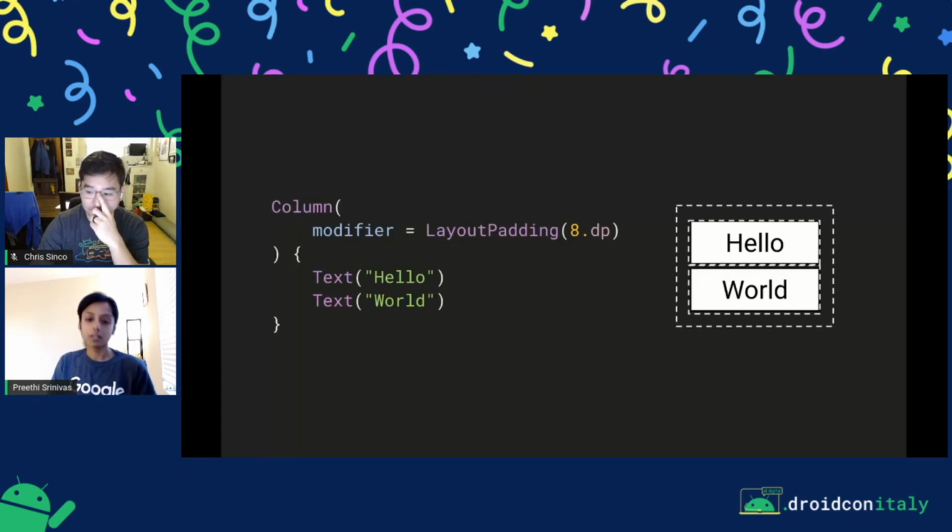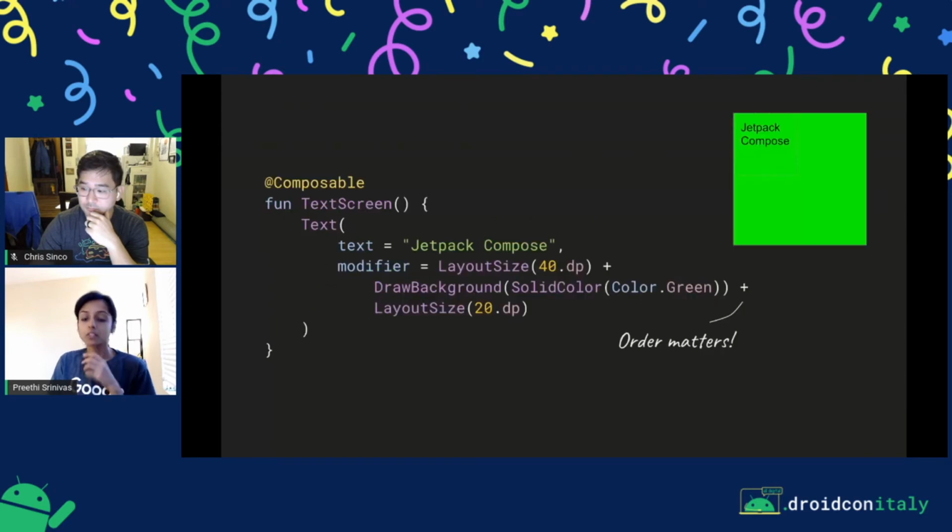So going back to the previous example we had before, we can now make padding a modifier instead, and clearly we know now that the modifier has been applied to the column, which would take the space around both the text elements. Now, this provides clarity and it simplifies the understanding, right?